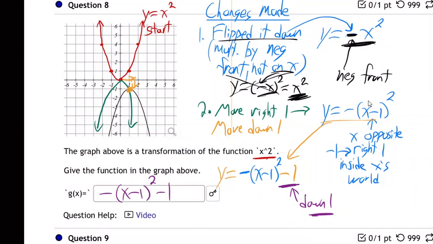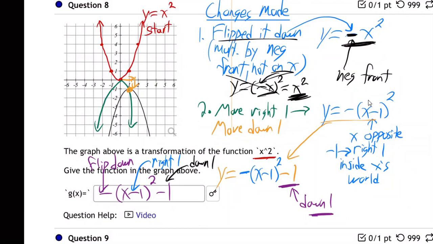So do you see them all? Let's go through it. Flipped down. Right 1. Down 1. That's what's been done. It's been flipped, moved right 1 and down 1. There's everything that's been done to that.